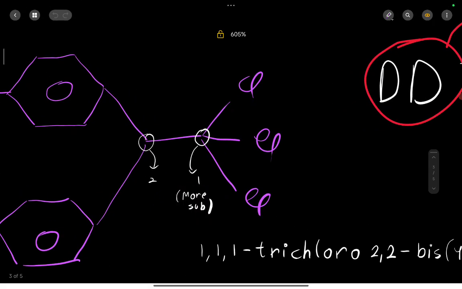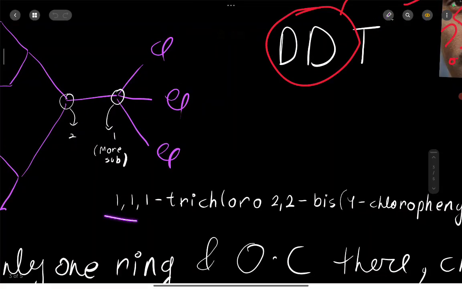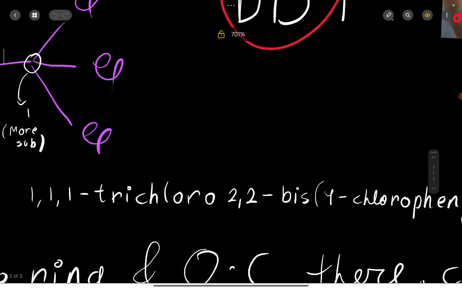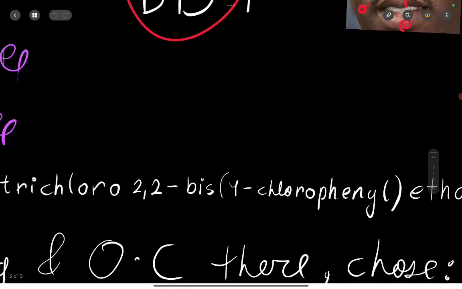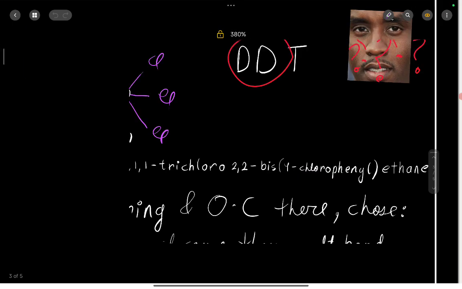I have numbered it this way because this side has more substituents. This has 3 substituents and this has only 2 substituents. So, 1,1,1-trichloro. Again, what is the alphabetical order? There's chlorophenyl, there's chloro. Shorter name takes the priority.